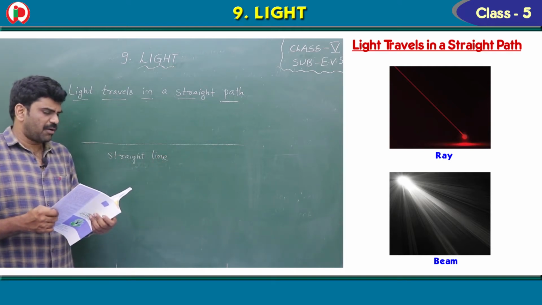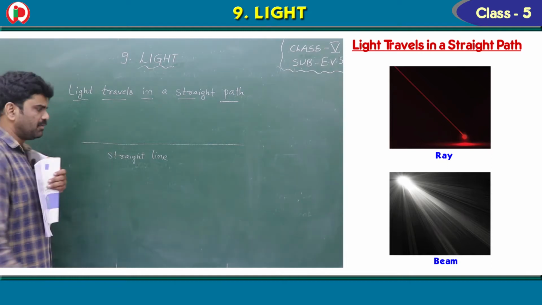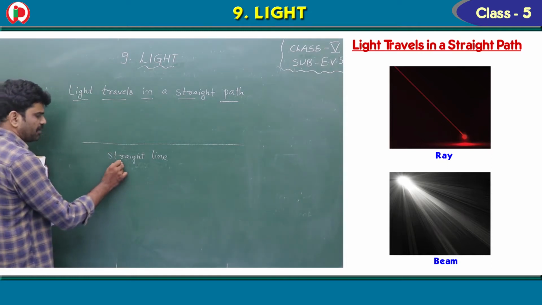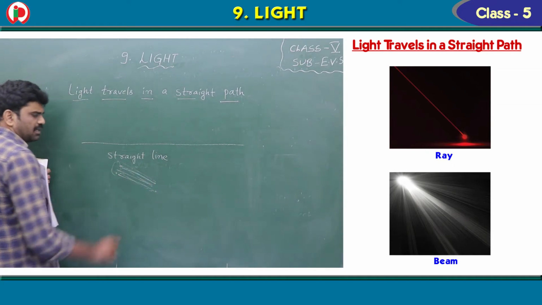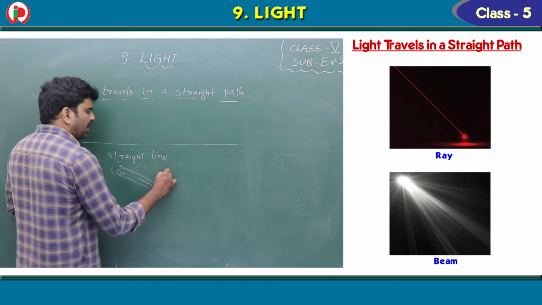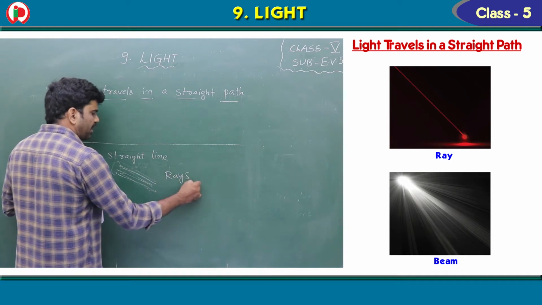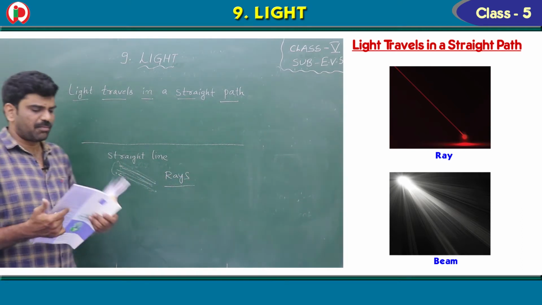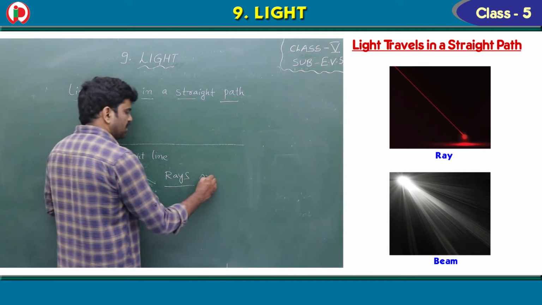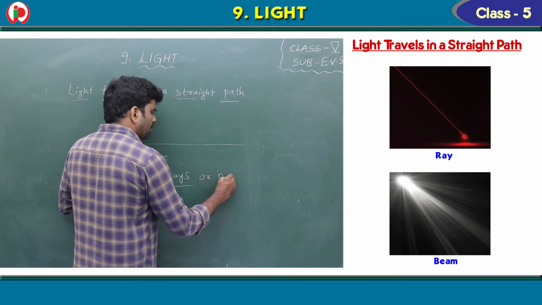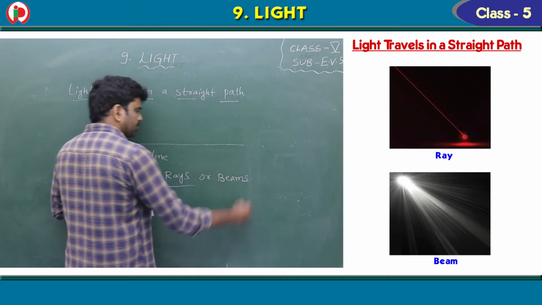It travels in the form of rays or beams. See children, it travels in the form of rays. This is called rays. Okay, these are called rays. R-A-Y-S, rays. Light travels in the form of rays or beams.